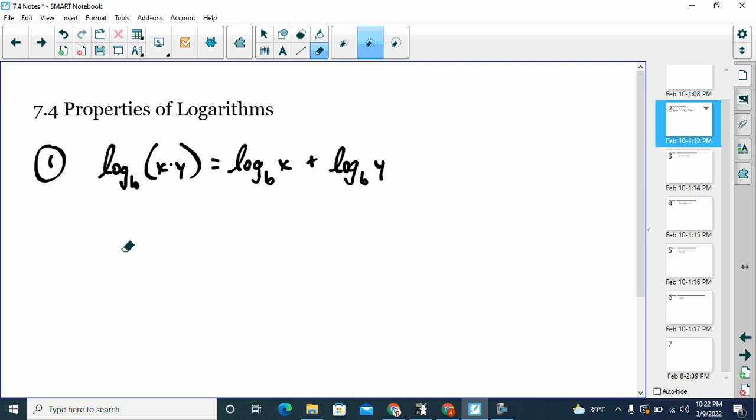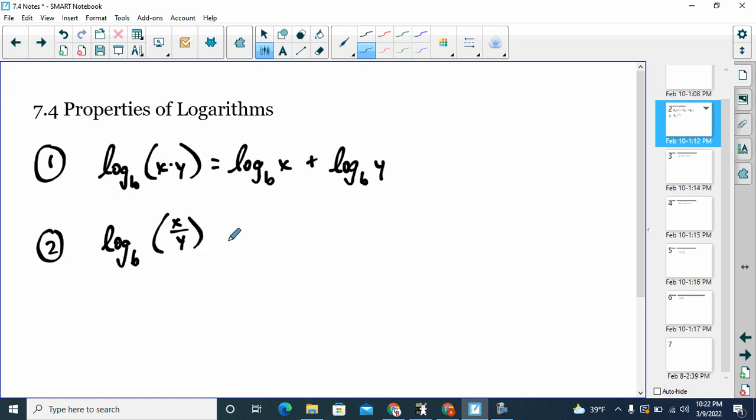The second one is similar. It says log base b of x divided by y. So if you are multiplying inside the logarithm, you can split it up by adding. If you are dividing inside the logarithm, you can split that into 2 separate logarithms with a subtraction sign in between. Log base b of x minus log base b of y.